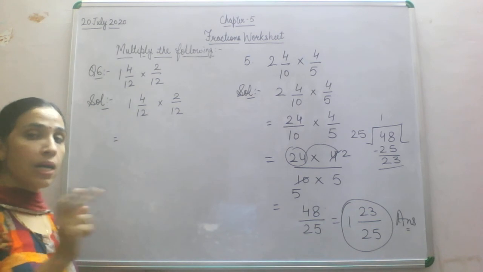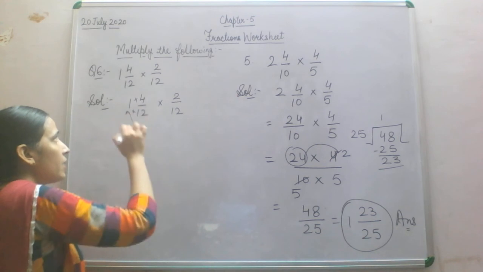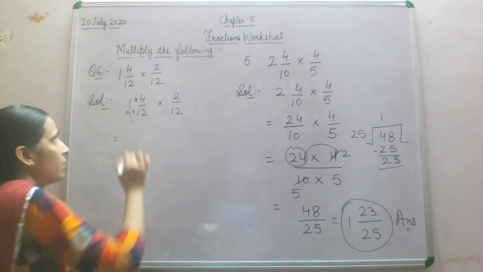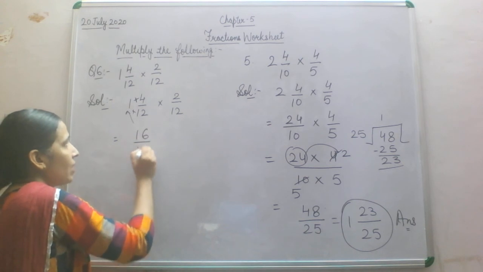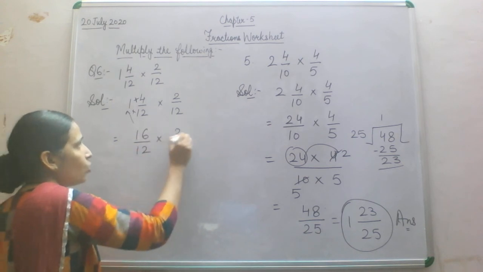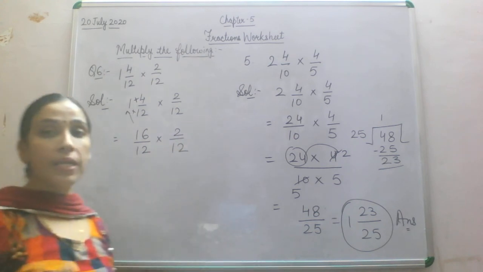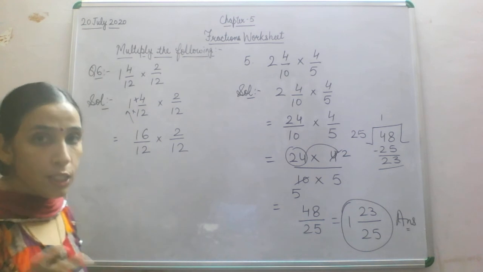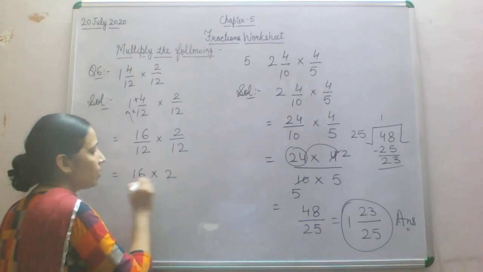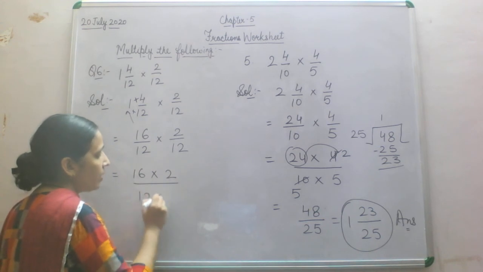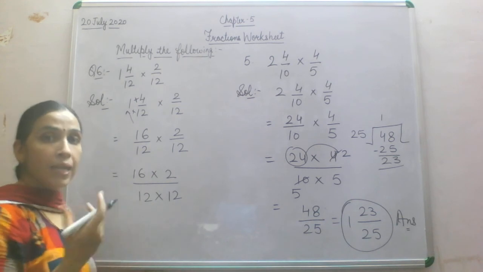Now 12 ones are 12, then plus. This multiplication you will do first and then you will do addition. So 12 ones are 12 plus 4, you will get 16 by 12, and here 2 by 12 is there. Now what is the next step? The numerator will multiply by the numerator, and the denominator will multiply by the denominator. So let's do it.